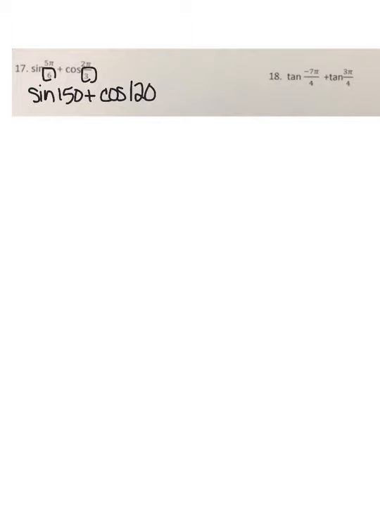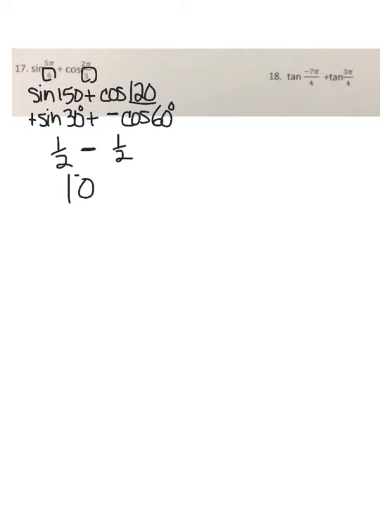All right, so let me go a step further. 150 is in the second quadrant, so I know sine is positive, and its reference angle is going to be 30 degrees. And I know that cosine, this is also in the second quadrant, which will be negative, because cosine is negative in the second quadrant, and the reference angle is 60. Okay, so the sine of 30 is 1/2, and I'm going to change this to a minus because I've got plus and negative, and the cosine of 60 is 1/2. So your final answer is 0.